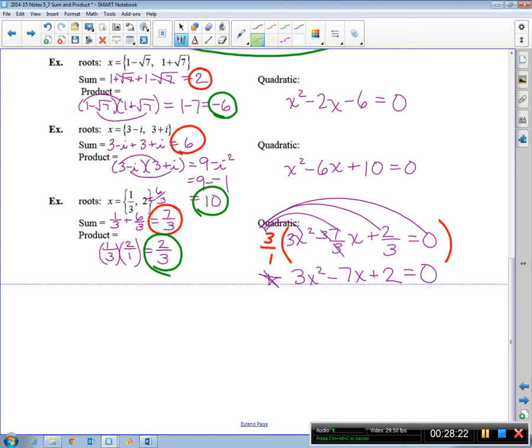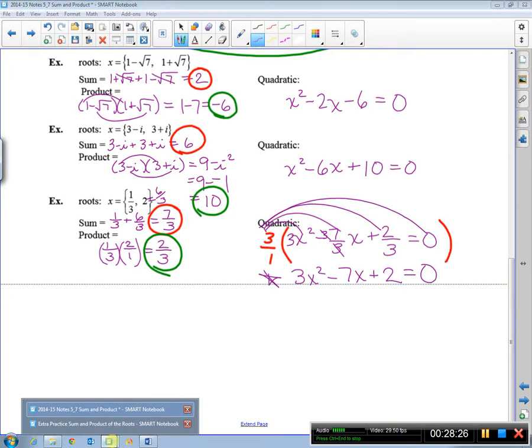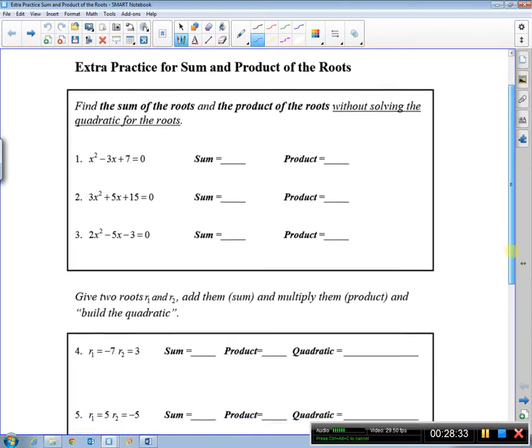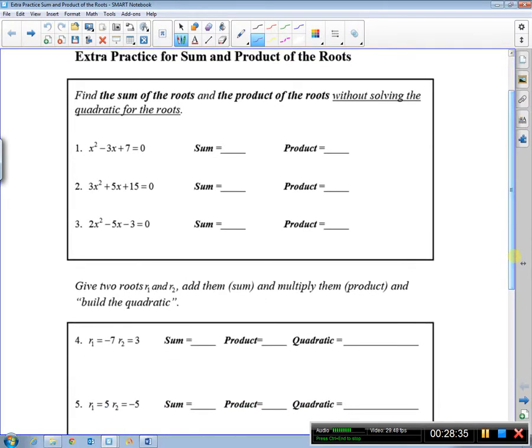So we can go on here. There is another page with extra practice for the sum and the product of the roots. This is great practice. I'm going to keep going and fill these in. I would recommend you pause your video here and you check these answers after you're done. That way, it's going to look like the video's long, but it's really not. So, I'm going to keep going here. You pause and check.